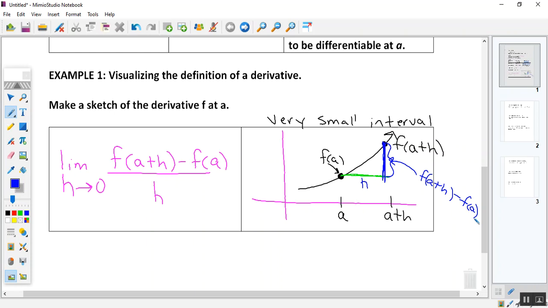Is that like a rise or a run? Or a change in y values, right? This is like your rise. What's h like, kids? Okay. Run. So then that limit is the slope.